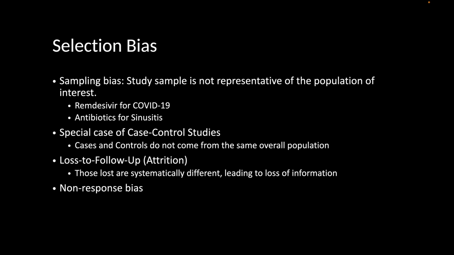Non-response bias is a related phenomenon, which is that the people who decide to actually be in a trial, who agree to sign up for a trial, might be qualitatively different from the people who don't. And a classic example of this that comes from outside of the medical world are political polls.